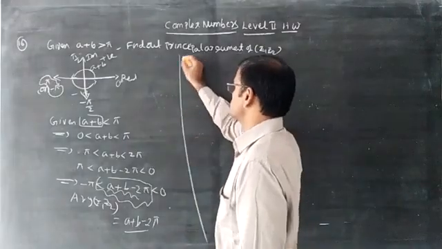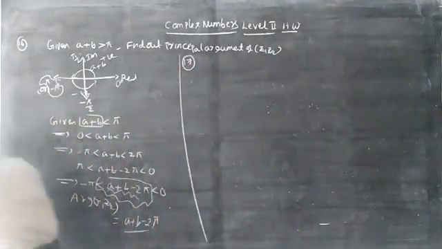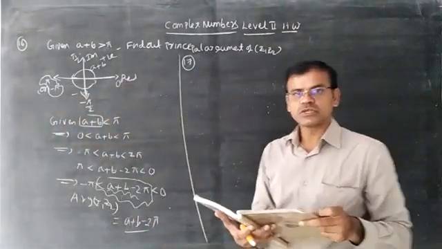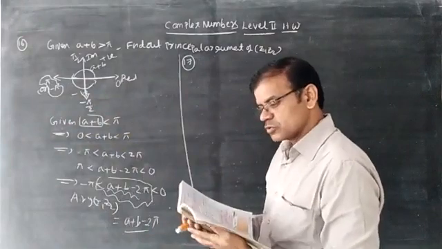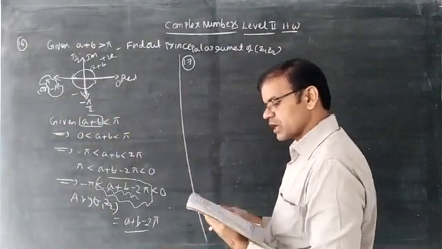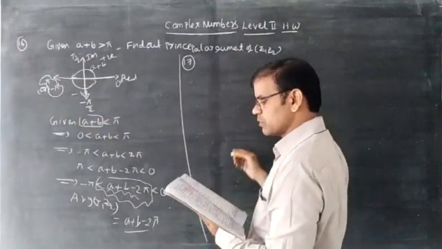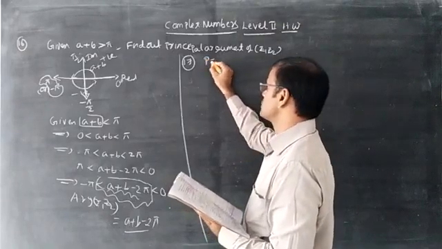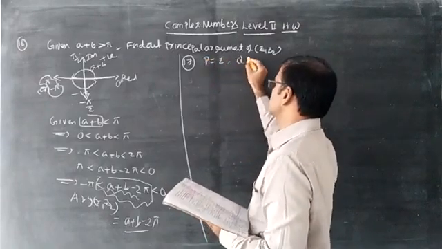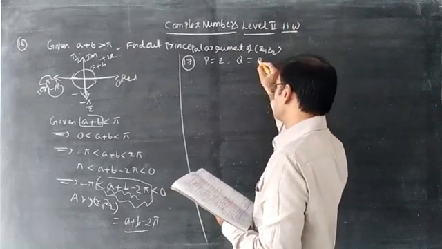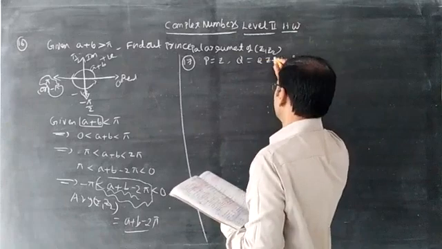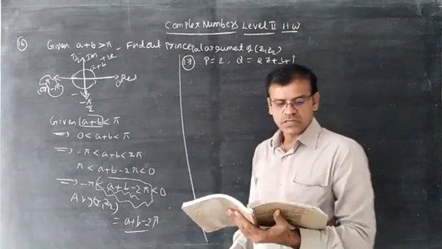Now the 17th question. Two points P and Q in the Argand diagram are represented by Z and 2Z plus 3 plus i. So the first point P is equal to Z, given. The second point Q is given as 2Z plus 3 plus i.